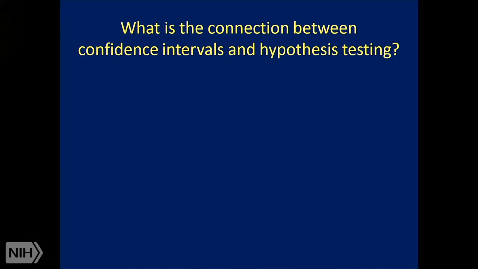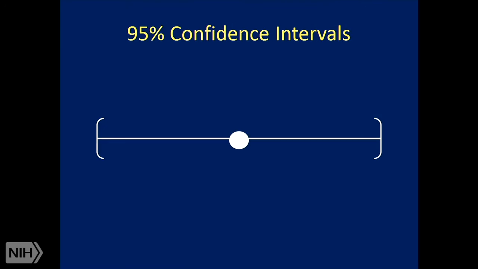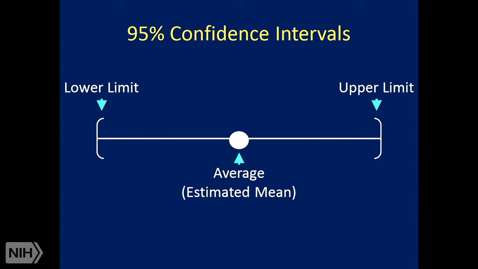So, what is the connection between confidence intervals and hypothesis testing? I haven't talked about confidence intervals. I have sort of mentioned them, but I really haven't talked about them. So a 95% confidence interval looks like this. It has the point estimate. We say the point estimate or the estimated mean or the average. We call it the point estimate. So that's the number we got from the data. But then we calculate a lower limit and an upper limit.